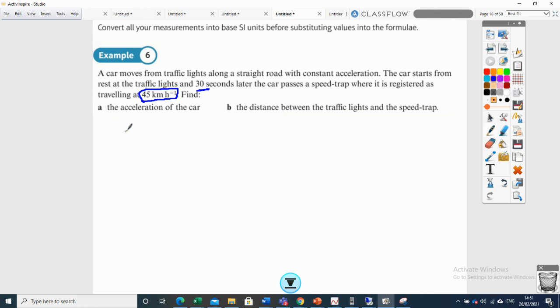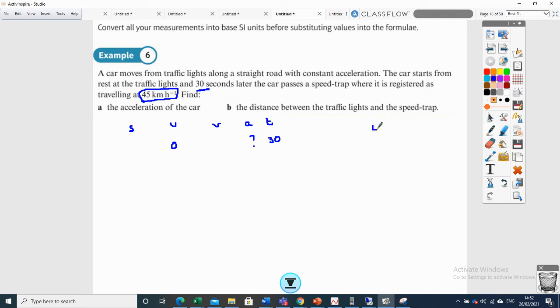Okay, so let's write out what we've got to start off with. So the time is going to be 30 seconds. The car starts from rest, so it starts at 0. We want to find the acceleration. As it passes through here, it's registered at 45 kilometers per hour.